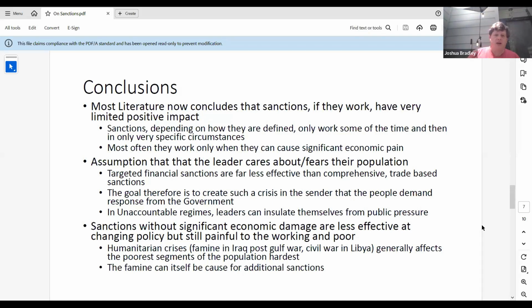Sanctions without significant economic damage are less effective at changing the policy, but still painful to the working class and the poor. Humanitarian crises like the famine in Iraq post-war and the civil war in Libya generally affect the poorest segments of the population hardest, and the famine itself can be the cause for additional sanctions.